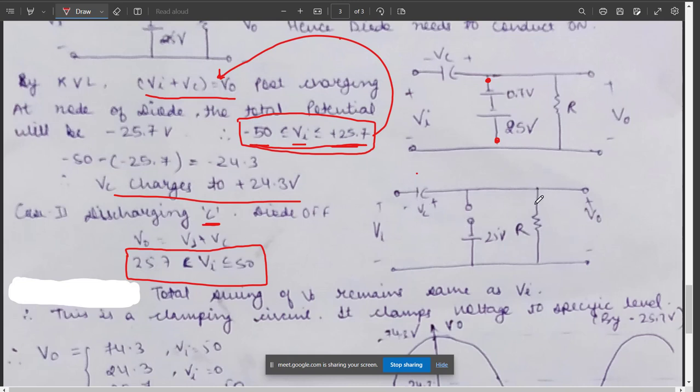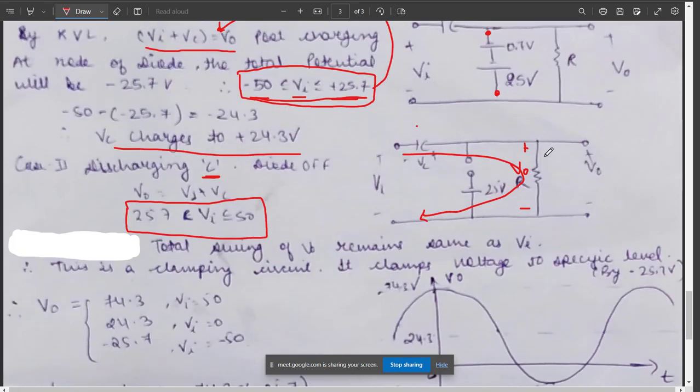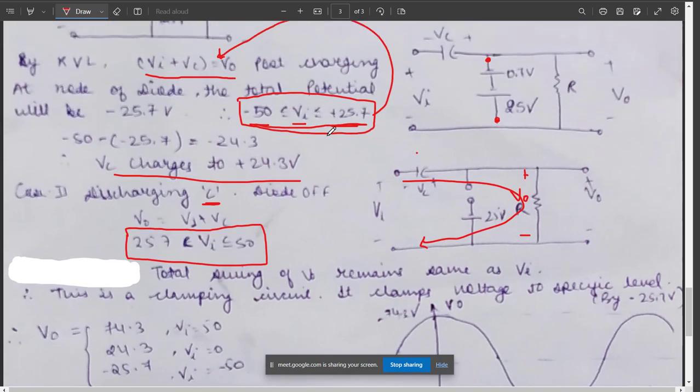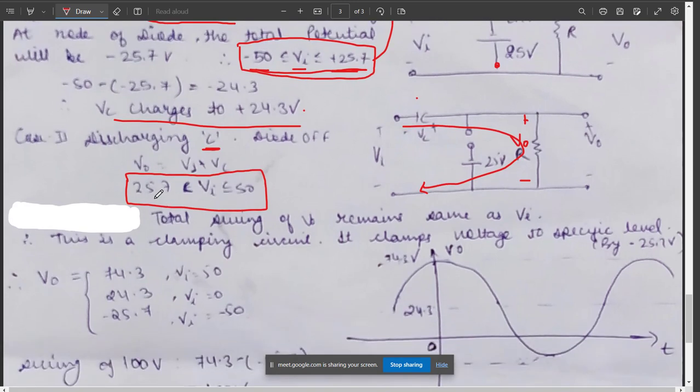Doesn't matter because its R is here. So here it's VO. We can apply KVL in this branch, right? So here VO is there. Same, VO is equal to VI plus VC. We have already seen from minus 50 to plus 25.7, VC is 24.3. Here we are taking from 25.7 to 50 and we are finding the value of VO.